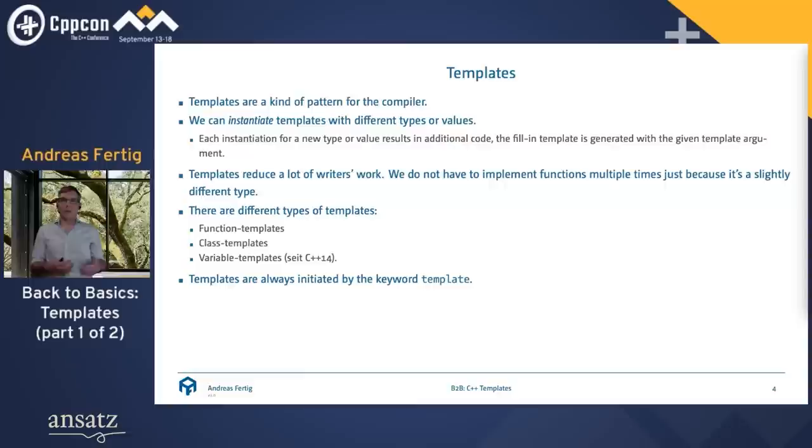And that sometimes is referred to as code bloating, because people see that they have written only one template and now they are getting three different versions of a function out. And they often overlook the fact that this is similar to what they would have done if they had written the code themselves three times, but with three different types. So we will also look into this. And templates reduce a lot of writer's work because of what I have said previously. They help us to implement functions only once, but use them multiple times, but with a slightly different type.